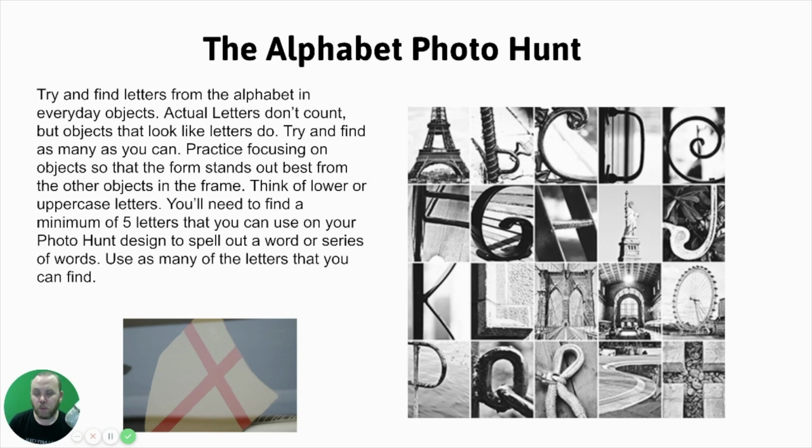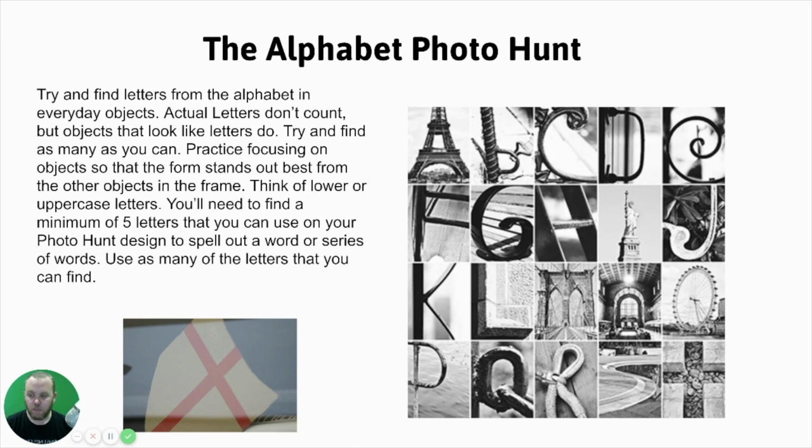Since we're using Photopea, we're going to be able to do some creative cropping, which is totally fine if you need to do that for some of your letters, but as many as possible, just like the shield looks like an X, try and get as many close to that as possible. And I want you to think of uppercase and lowercase letters, so don't just be boxed in looking for lowercase or uppercase. You need to find a minimum of 5 letters you can use on your photo hunt design to spell out a word or series of words, and use as many as you can find.